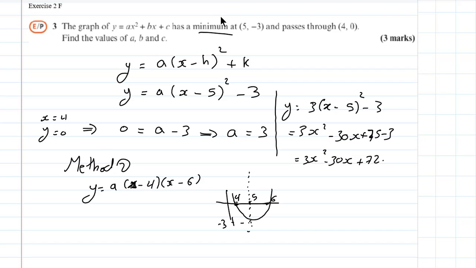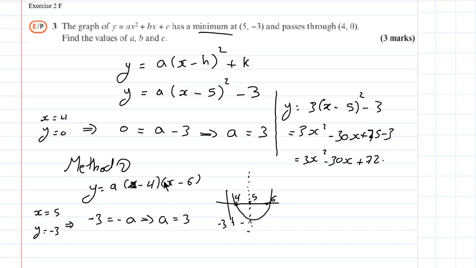Now we can use the minimum point to get the value of a. We can say that if x equals 5, y equals minus 3. So I can put, instead of y, negative 3, and substitute x with 5. 5 minus 4 is 1, and 5 minus 6 is negative 1. So it will be negative a, which means a is 3.